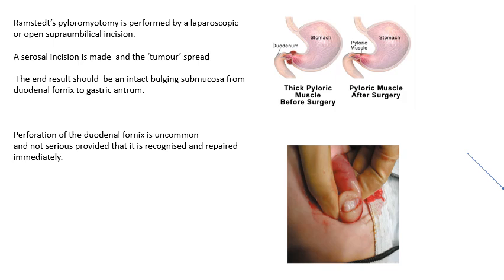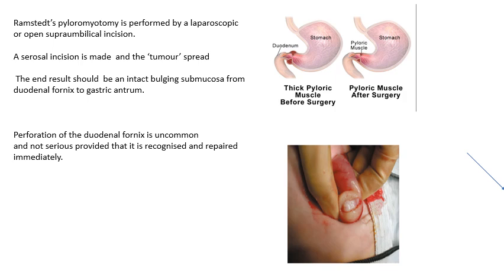What is known as a Ramstedt pyloromyotomy can be performed both laparoscopically and open. So you do a laparotomy. This is your thickened wall. You make an incision on the thickened muscle itself till you find the mucosa. So what will happen? The lumen which was compromised is not compromised anymore. Mucosa will be there. So the lumen is not compromised anymore. The serosal incision is made.